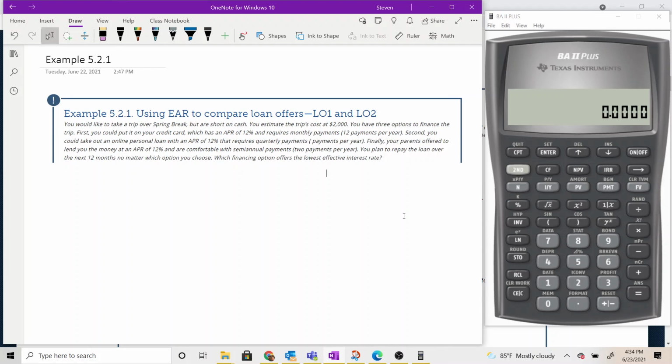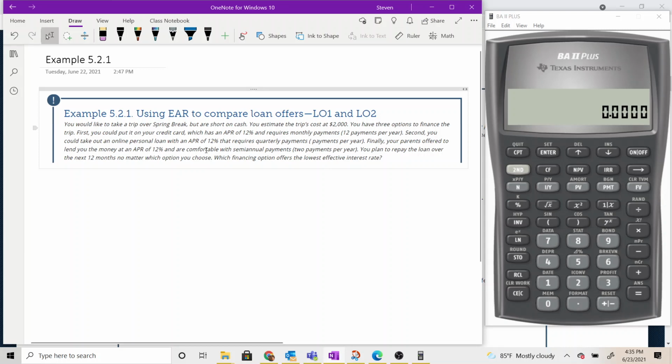a loan. So all three of these have the exact same APR, but they have different frequencies of payments or different compounding periods. The first one on the credit card requires 12 payments per year, so every time you make a payment, there's a little bit more interest due, and then the next payment you make has a little more interest on interest. It's compounding every time you make a payment, so every month there's a little more compound interest.